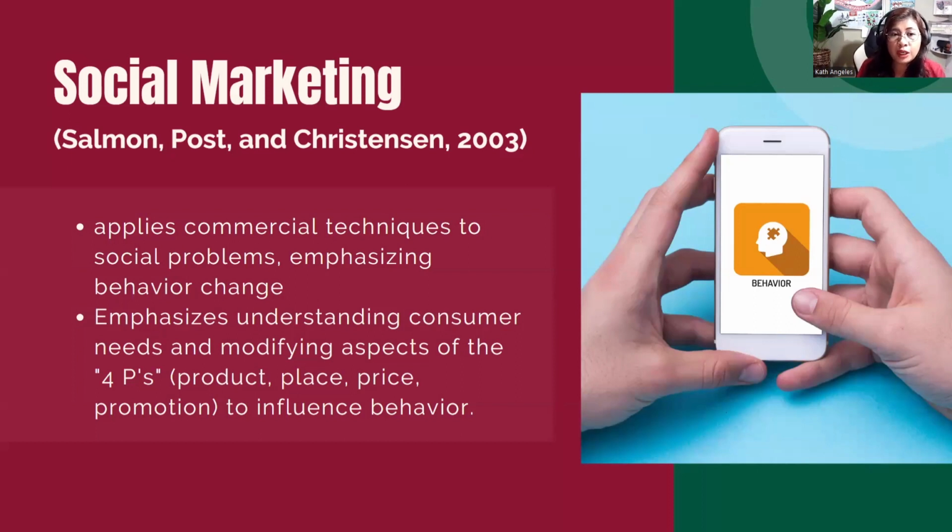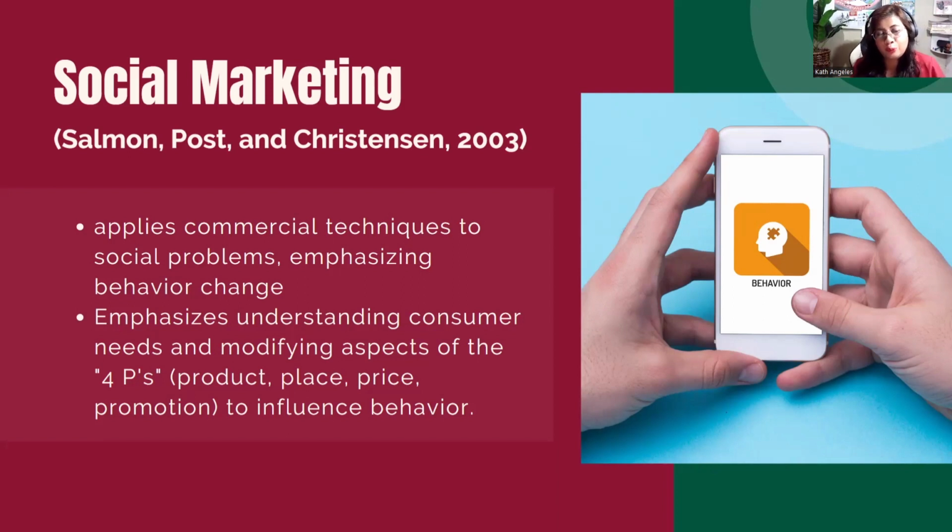Now, for the sixth tool mentioned in the paper by Salmon, Post, and Christensen: social marketing. I will not be discussing the definition of social marketing anymore, as this has already been heavily discussed in Module 4. But just to recap, social marketing is the application of commercial techniques to address social problems, emphasizing influencing behavior change. In this paper, it emphasizes understanding consumer needs and modifying aspects of the 4Ps, the typical 4Ps: product, place, price, promotion, to influence behavior.